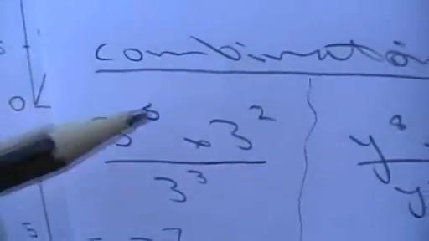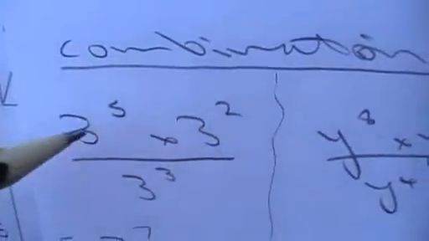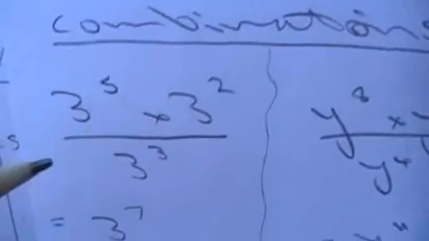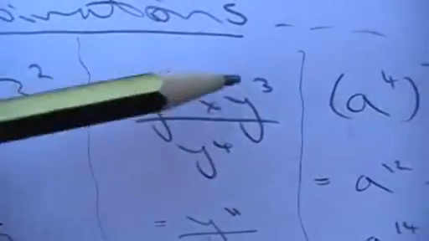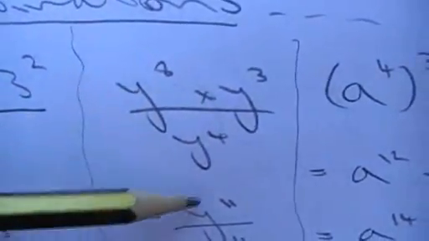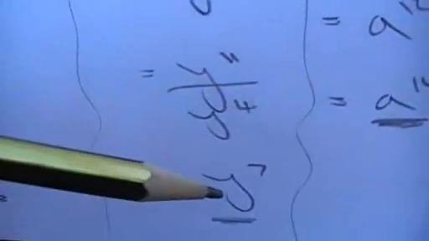Right, combinations. They could say to you, you've got 3^5 times 3 squared divided by 3 cubed. Do the top first. So you're multiplying, so you add the powers to give you 3 to the power of 7. 3 to the power of 7 divided by 3 to the power of 3 is 3 to the power of 4. Here, do the top first. Multiplying, so you add them to get y^11. y^11 divided by y^4 is y^7.